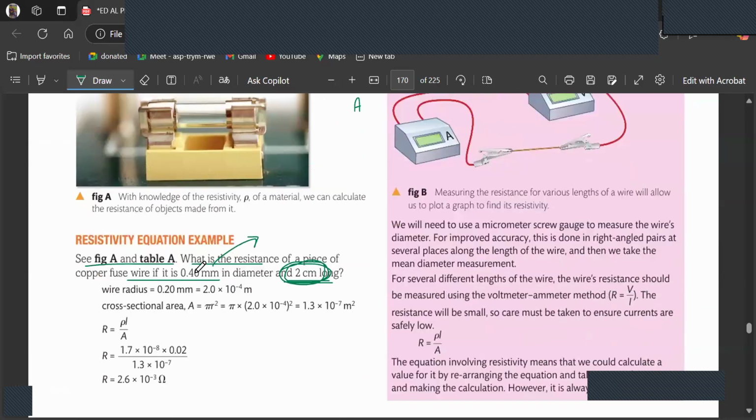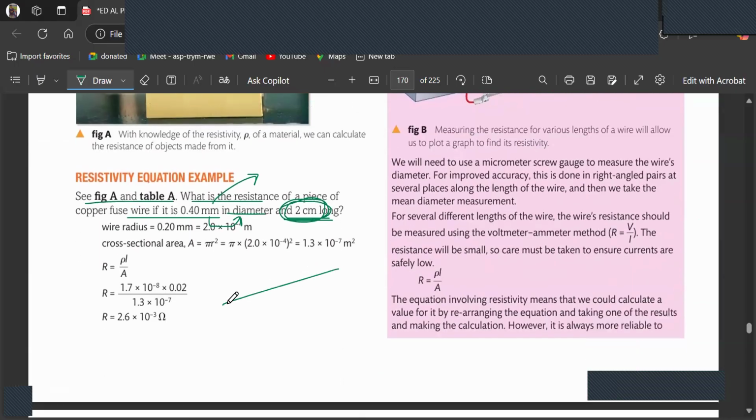Do we have the area? Yes. Where is it? 0.44 meters. Is that the area? Oh no, that's the diameter. So wire cross-sectional area would be the area of a circle. An area of a circle is what? Pi r square, or pi d by 2 whole square, right? Yes. Good. So we can calculate the area first, which is pi multiplied by, find the radius first. The radius would be half of the diameter. So pi into 2 into 10 to the power minus 2 square, not 4.